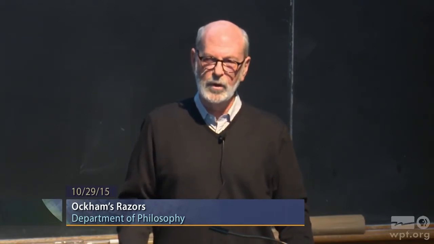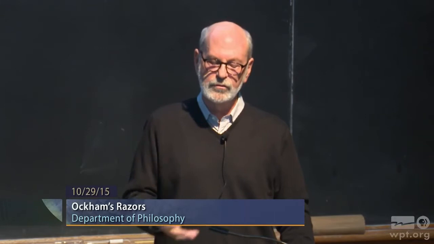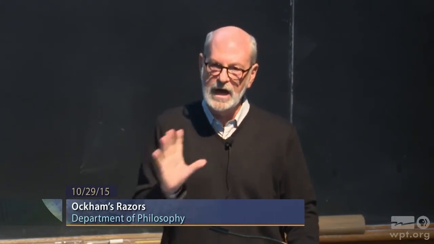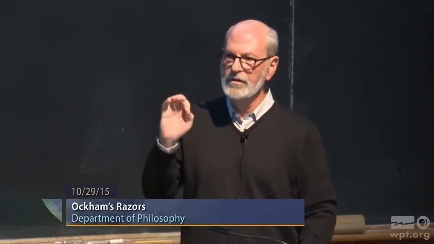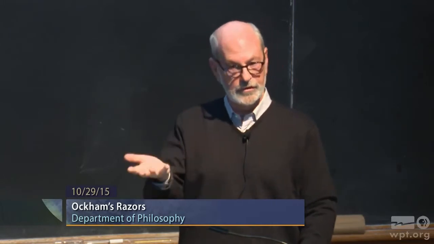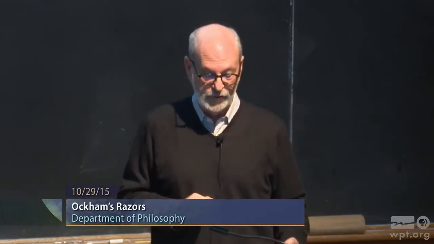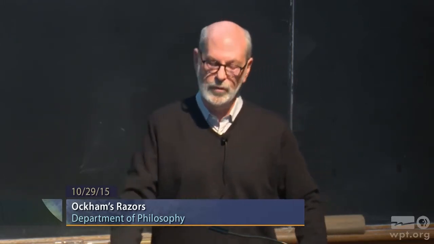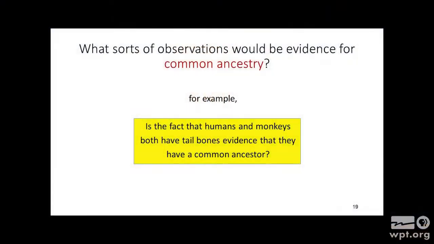So let's think about what kind of evidence would be relevant to justifying the hypothesis of common ancestry that Darwin endorsed and that contemporary biology continues to endorse. So here's an example. Let's work with an example. Human beings and monkeys both have tailbones. Is that evidence that they have a common ancestor? Is that similarity evidence for common ancestry?